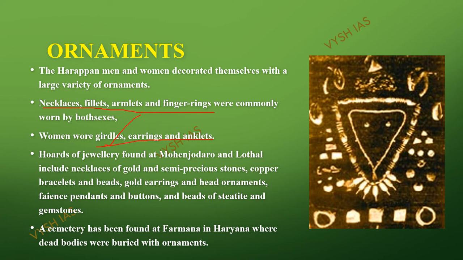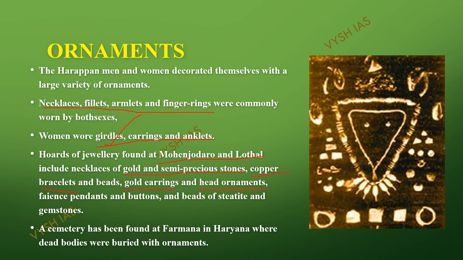And hoards of jewelry are found at Mohenjo-daro and Lothal. These include necklaces made of gold and precious stones. They made them with gold, precious stones and terracotta. Every material we are able to see. Copper bracelets are also seen. Copper beads are also seen. Gold earrings.